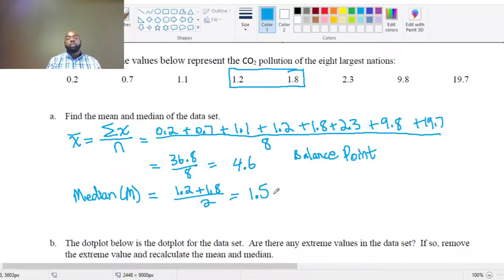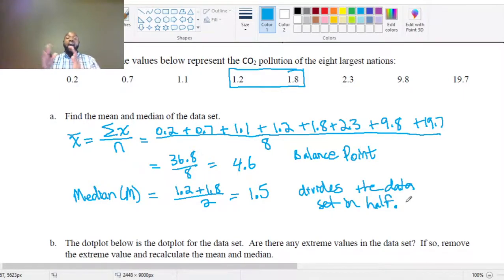Okay? And so this divides the data set in half. And so what we can say is that half of our observations are below 1.5 and half of our observations are above 1.5. That's an interpretation of the median.